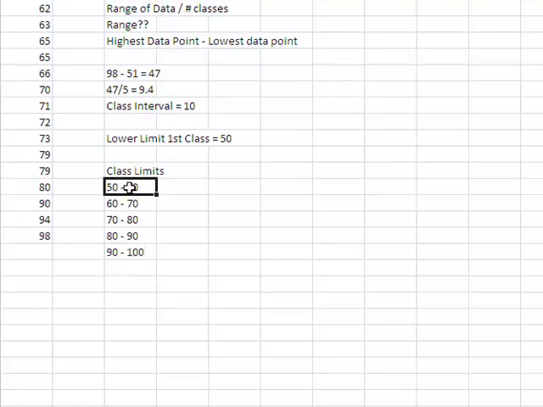Now, remember that with class limits, this class right here of 50 to 60 includes the data points that are 50 up to but not including 60. This one is 60 up to but not including 70. 70 up to but not including 80. Because remember, when you create your classes, they have to be continuous, meaning they run 50 to 60, 60 to 70. There are no gaps. And each data point only fits in one place.